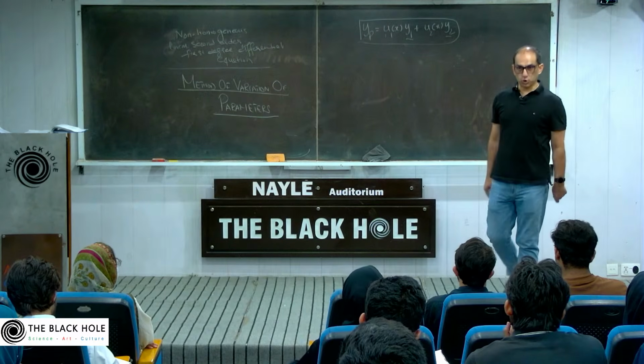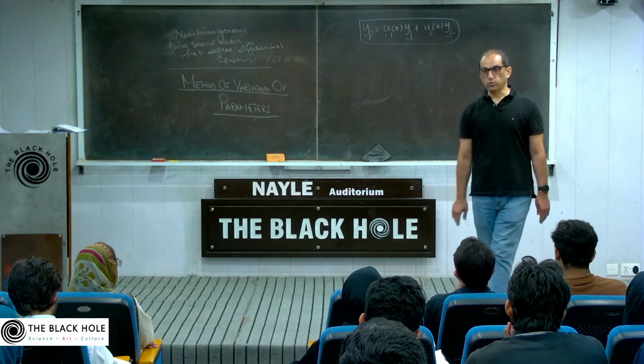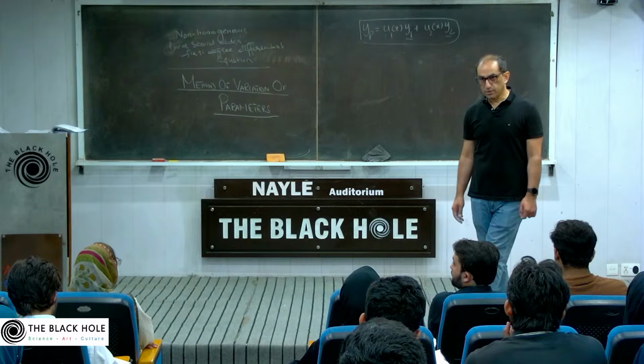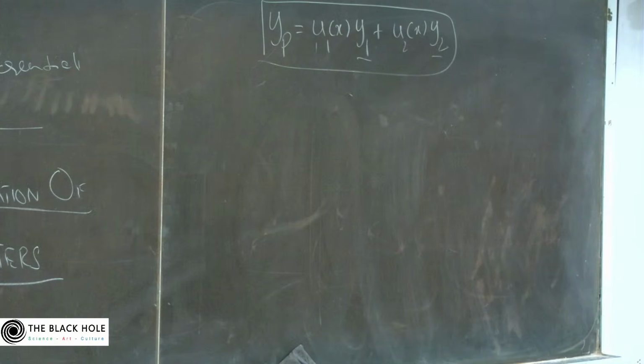We need to find the homogeneous solution first. We assume that we know the solution. We are not going to bother ourselves with it; we need to find u1 of x and u2 of x. That is why this is the variation of parameters method, and these are the two parameters that we need to find.